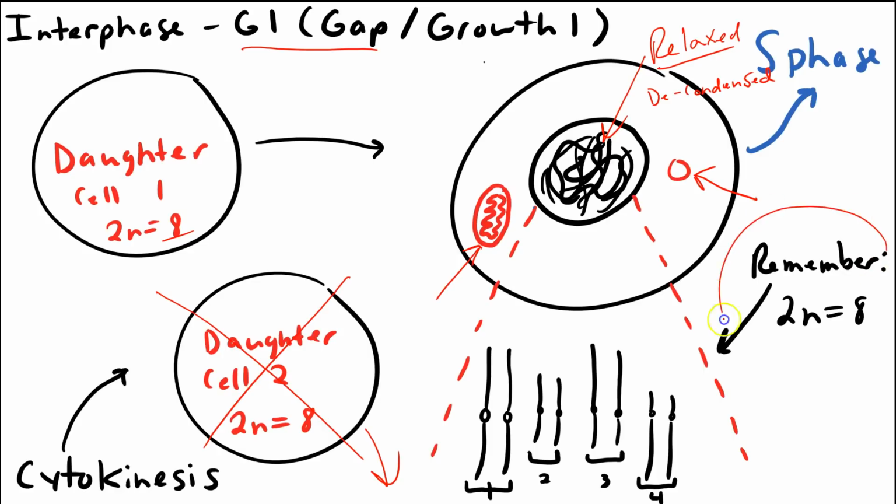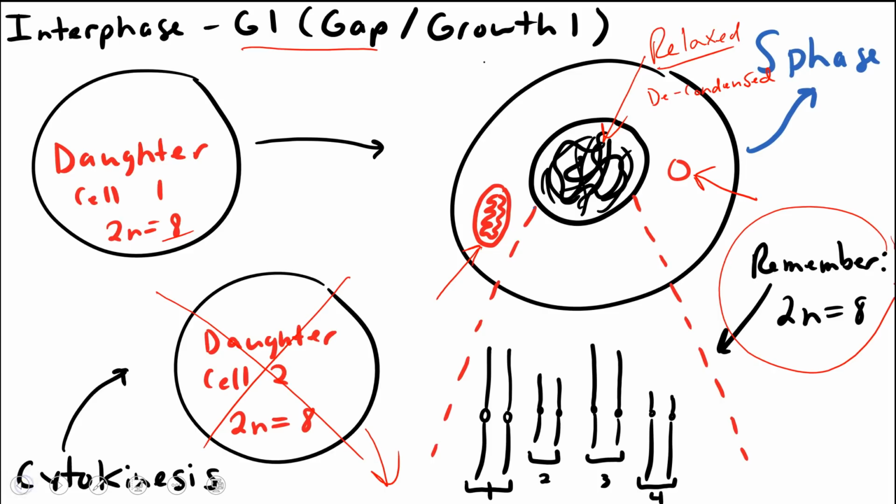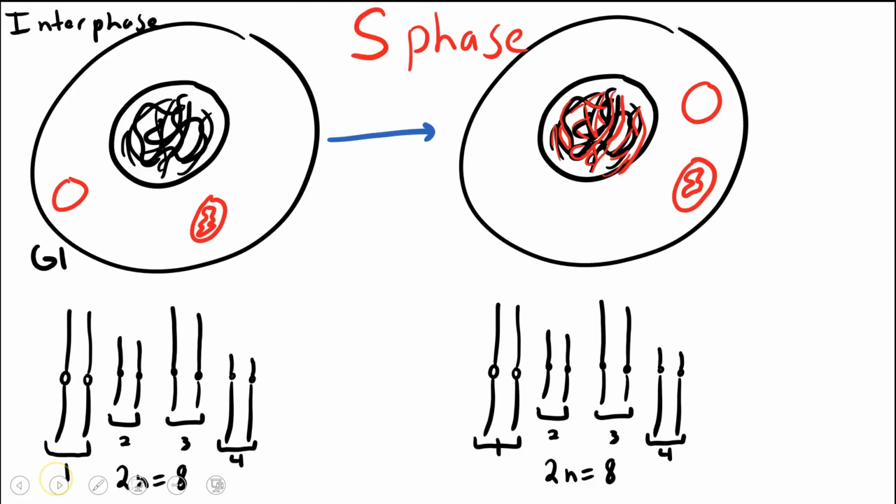So we have a 2N of 8 here. The DNA is relaxed. So we have 1, 2, 3, 4, 5, 6, 7, 8 chromosomes. We have a pair of number 1s, a pair of number 2s, a pair of number 3s, and a pair of number 4s. So this gives us a 2N of 8. Let's head over into S phase and see what happens here.